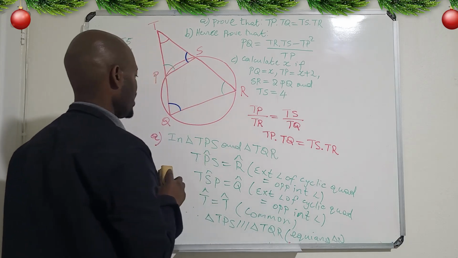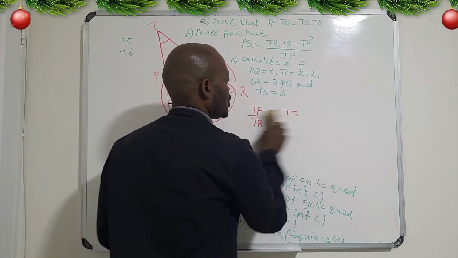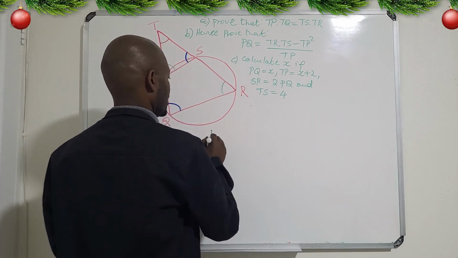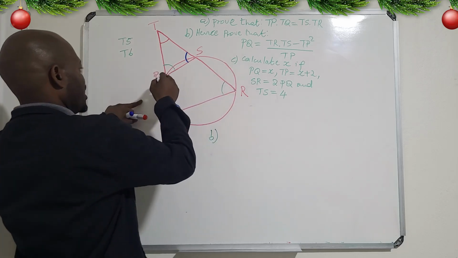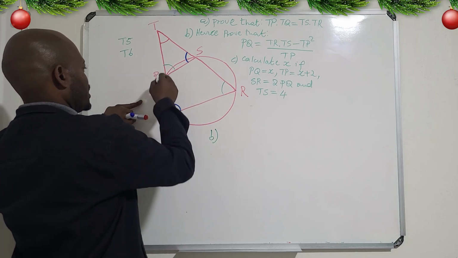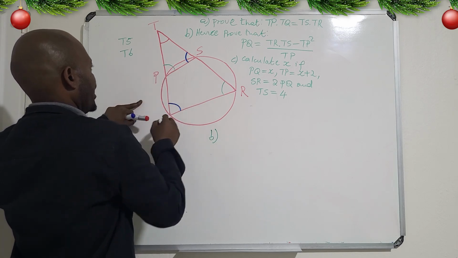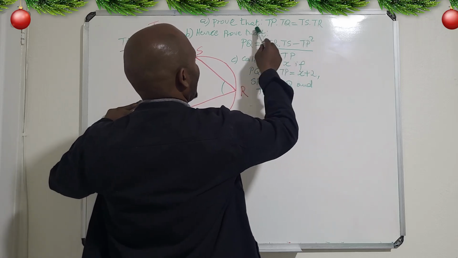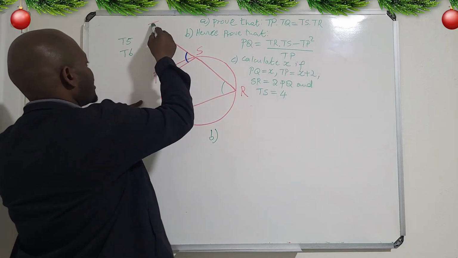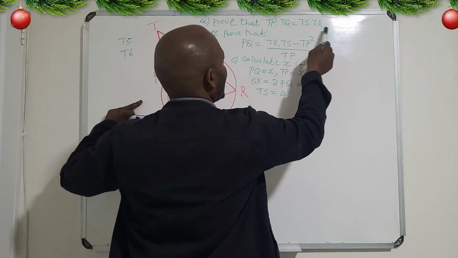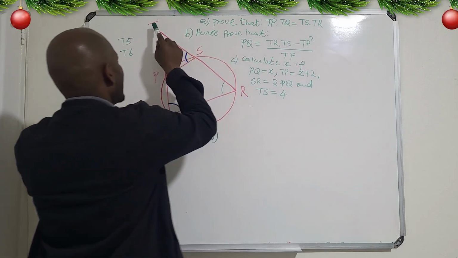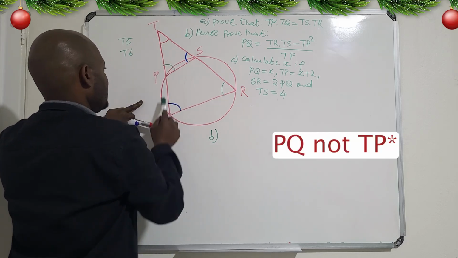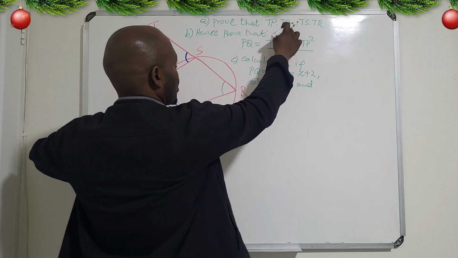Now, since this is a continuation, I'd love to erase this. For us to get B, PQ, we can see PQ is this length here. But now, there's no PQ here. But there is TQ here. So from TQ, we can get TP. TQ, that's what we have, okay?